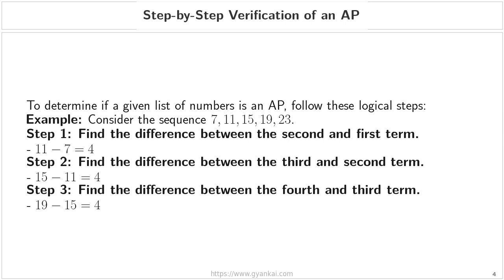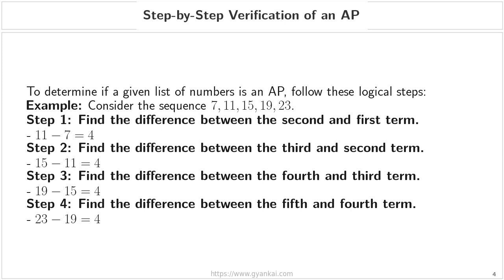Step 3, now, let's check the difference between the fourth term and the third term. Subtracting 15 from 19 results in 4. Step 4, finally, we find the difference between the fifth term and the fourth term. Subtracting 19 from 23 leaves us with 4.